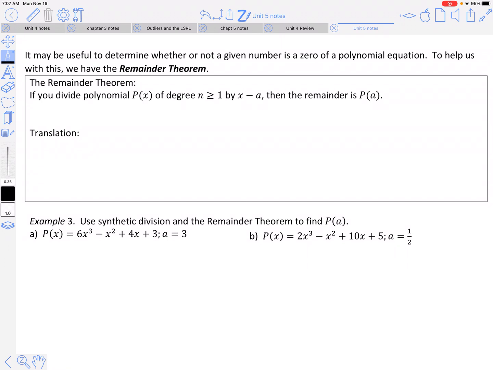Also, it may be useful to determine whether or not a given number is a 0 of a polynomial equation, right? So we want to know, is it a solution? To help us do this, we have the remainder theorem. The remainder theorem is going off of that synthetic division that we did last unit.